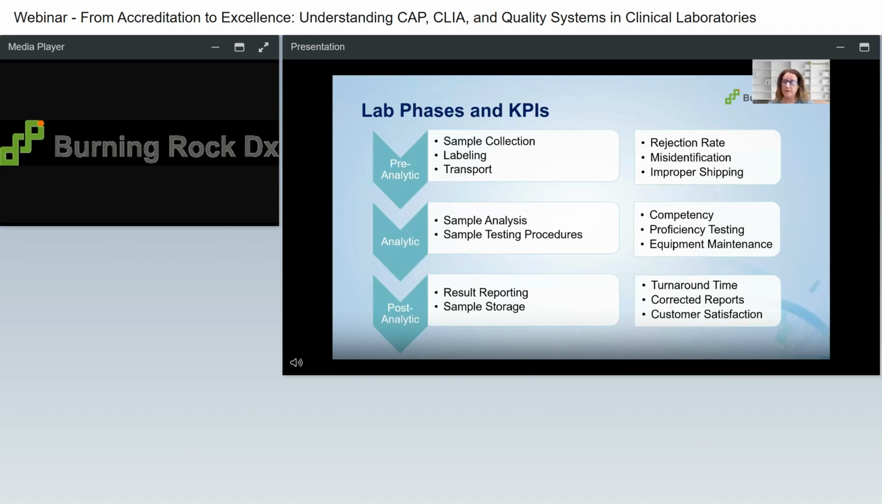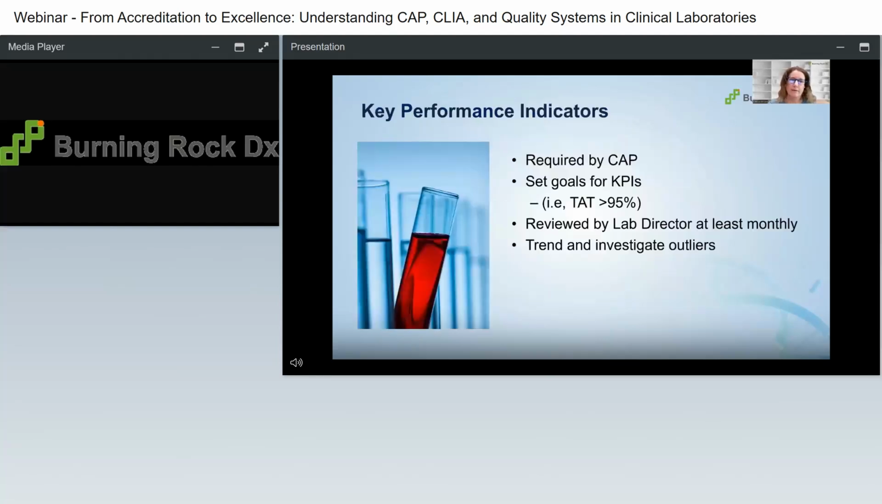In the lab, we look at things like competency assessment. Is everyone in your lab properly trained? When you're running your proficiency, your PT samples, are you actually getting acceptable results from those, and is your equipment maintenance up to date? For post-analytic, these are things like turnaround times, customer satisfaction. Key performance indicators is something that CAP requires us to be looking at.